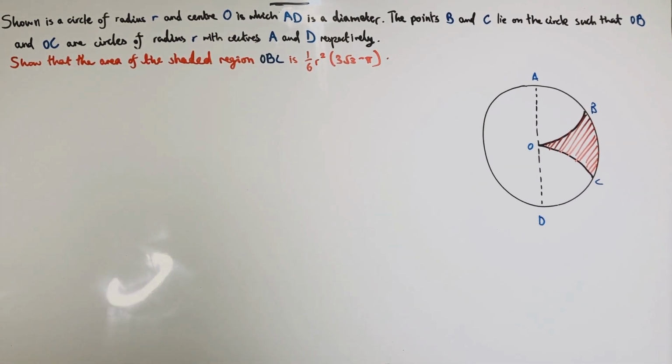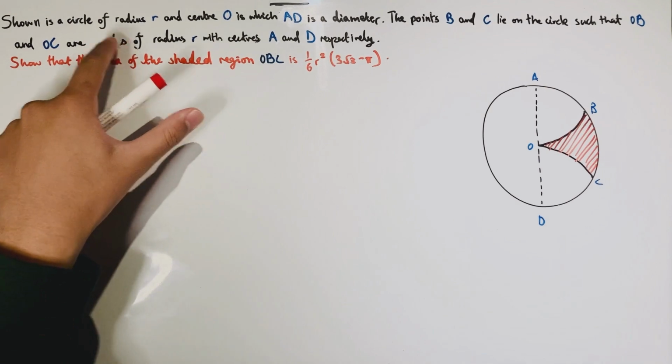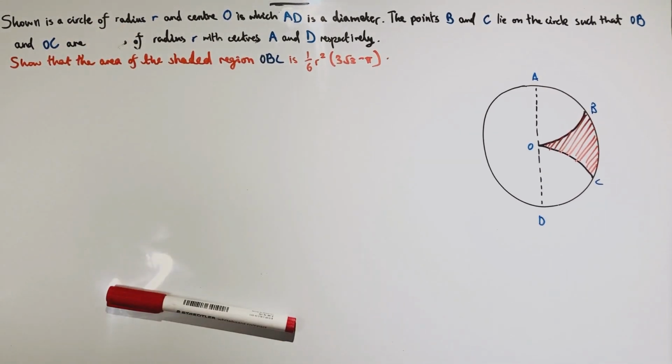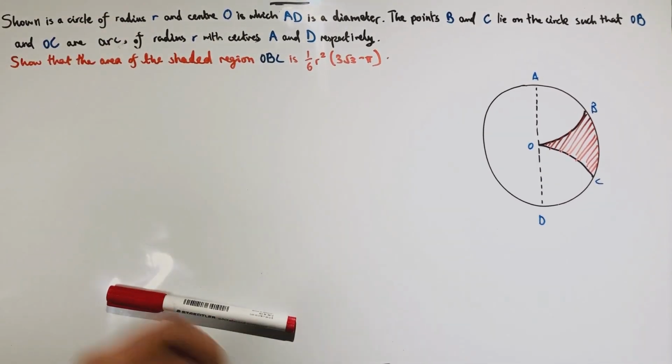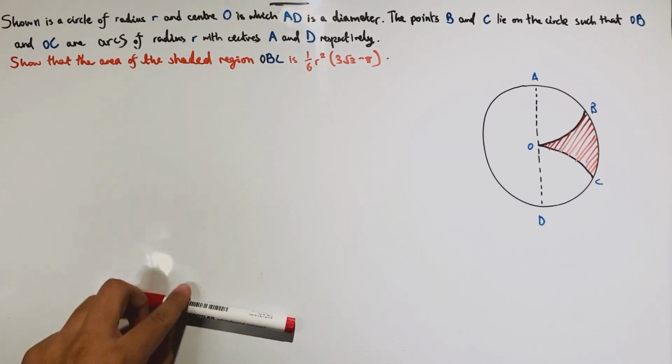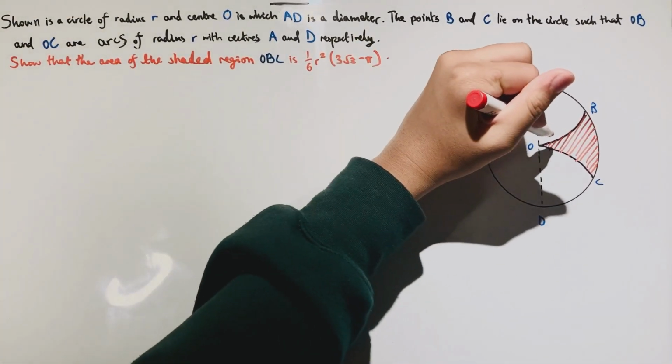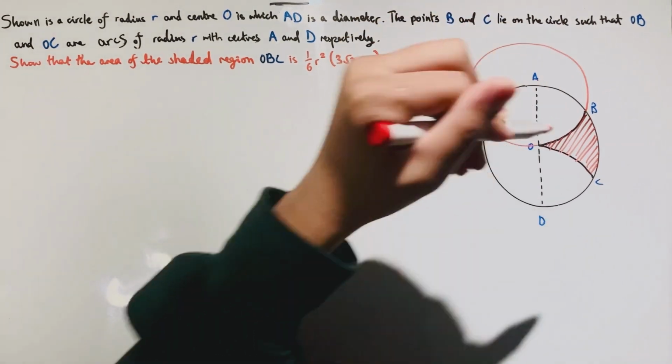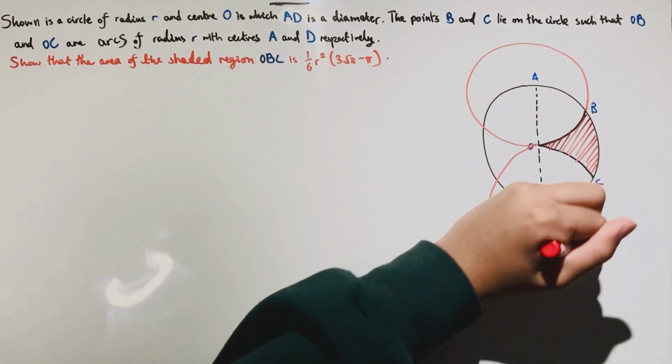Shown is a circle of radius r and centre O in which AD is a diameter. The points B and C lie on the circle such that OB and OC are arcs of radius r with centres A and D respectively. Okay, so since this says arcs, we are going to draw the whole circle. Let's see how well this goes. Well, that's not bad. Okay, and there we go.